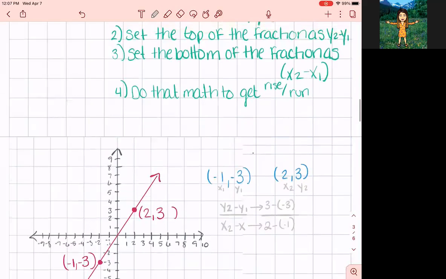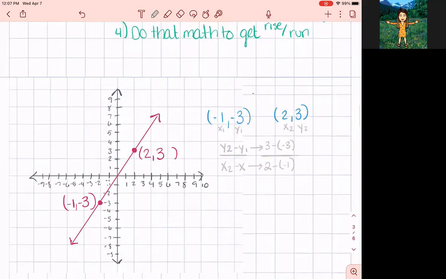Step 4 says do that math. So you do the subtraction problem up top, 3 minus -3, which is the same as 3 plus 3. So that's going to equal 6. And then do the math on the bottom.